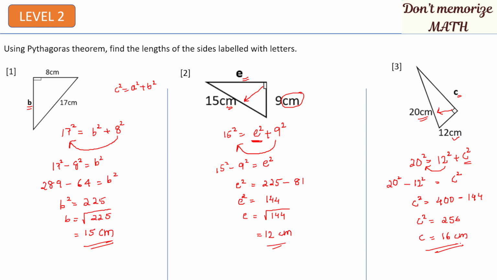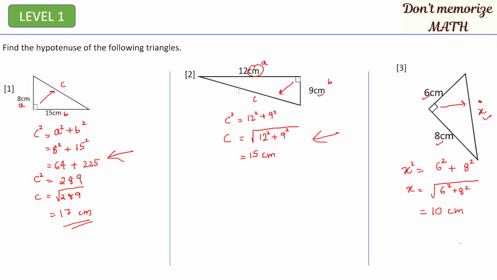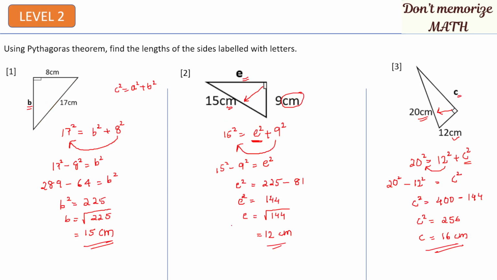Okay, so you can follow the same method, or else just think: if the hypotenuse is missing, we need to add the squares of the sides and take the square root. If the hypotenuse is given and any other side is missing, we are subtracting. Just keep that hint also in mind. That's it. So now we are moving to level 3 questions.